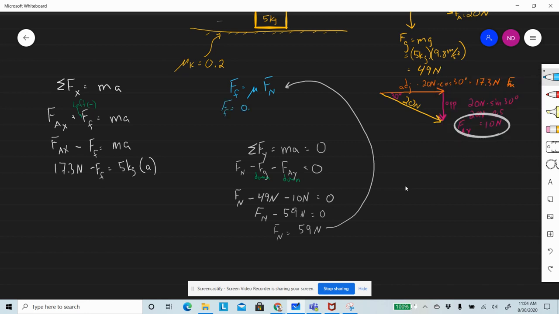So the force of friction equals 0.2, the coefficient of kinetic friction, times 59 newtons. That's not a complicated math problem. Grab a calculator: 59 times 0.2 is 11.8. So the force of friction is 11.8 newtons. Well, that we can bring over here.